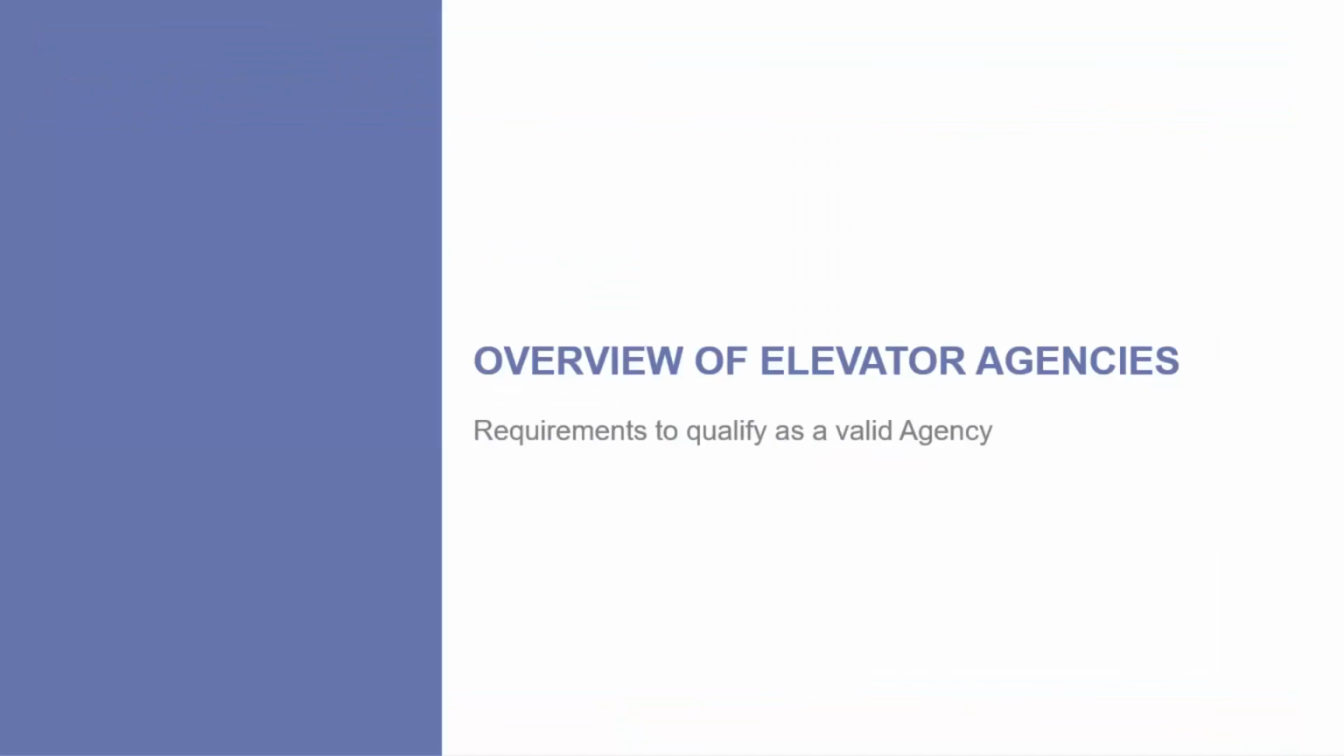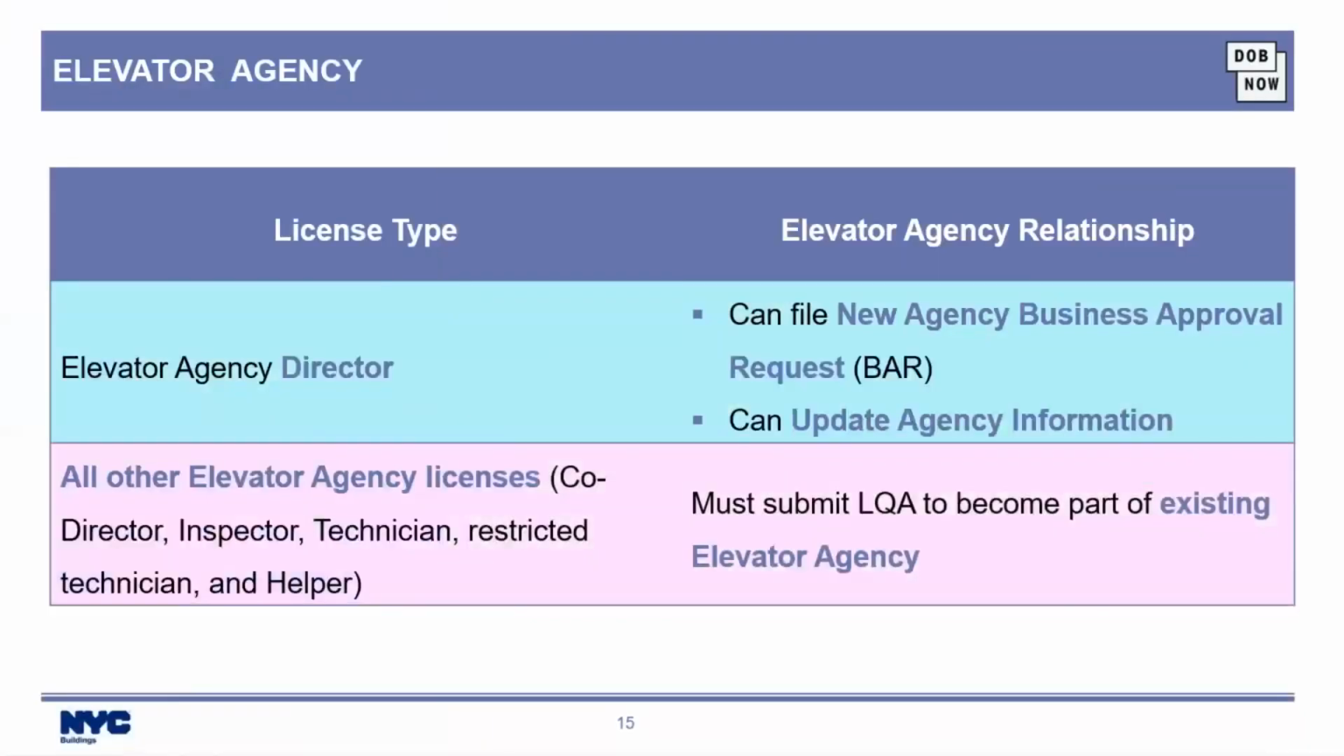So let's talk a little bit about elevator agencies and what the requirements are to qualify as a valid agency. Again, this may be information you already know, but it's always good to make sure that everyone is on the same page. So just as a reminder, elevator agency directors can file new agency BARs, or they can update agency information. All other elevator agency licenses, co-directors, inspectors, technicians, restricted technicians, and helpers, all of them submit their license qualification application to become part of an existing elevator agency.